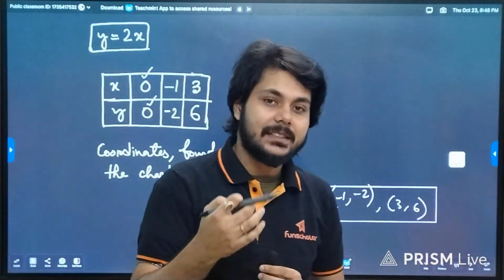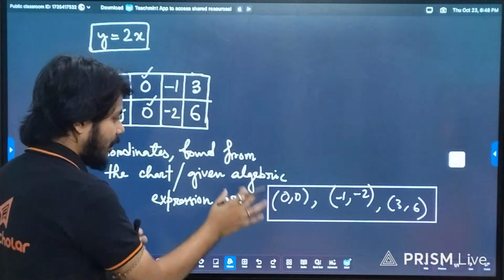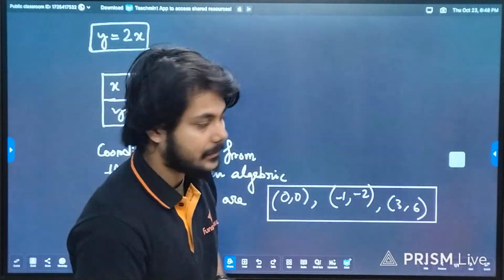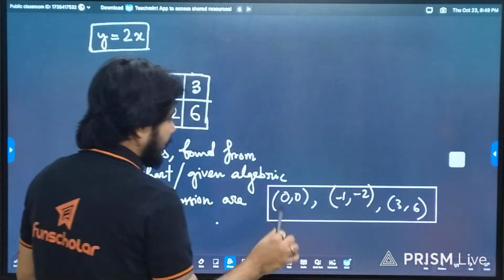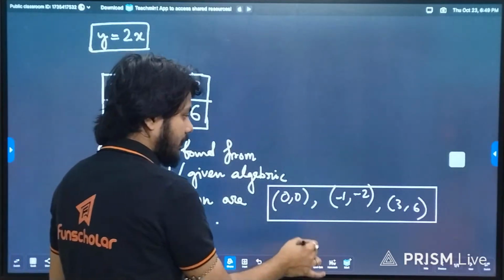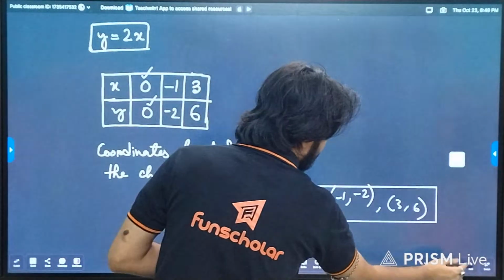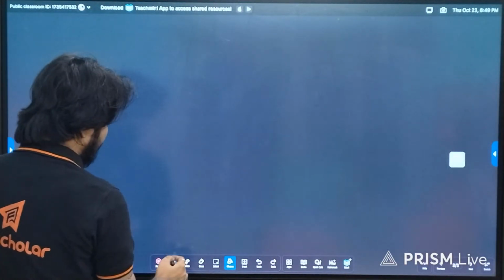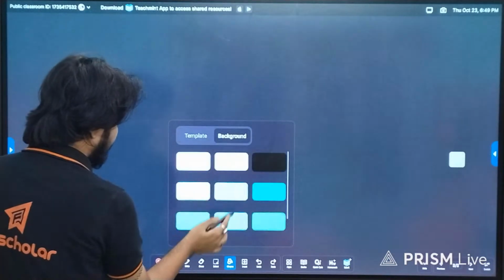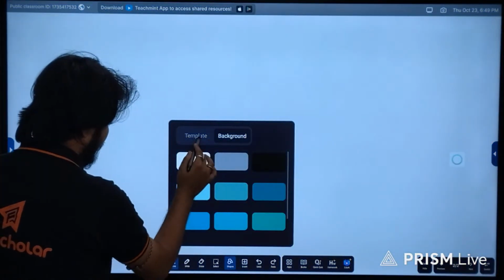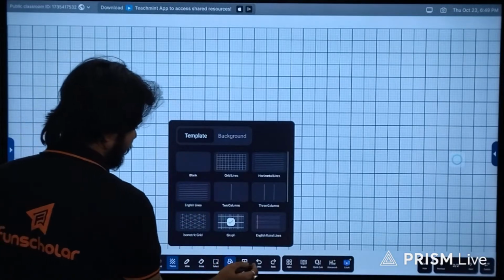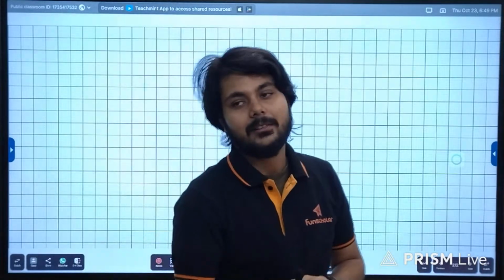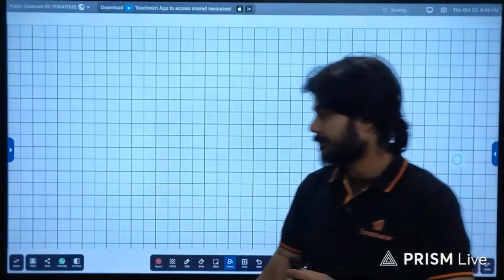Now, why did we see this video? Because we are going to plot these three coordinates, or these 3 points, on the Cartesian plane. Remember the points (0, 0), (minus 1, minus 2), (3, 6). For the Cartesian plane, let me change the color of the background and graph. Okay, so this is the graph, or you can say this is the Cartesian plane.